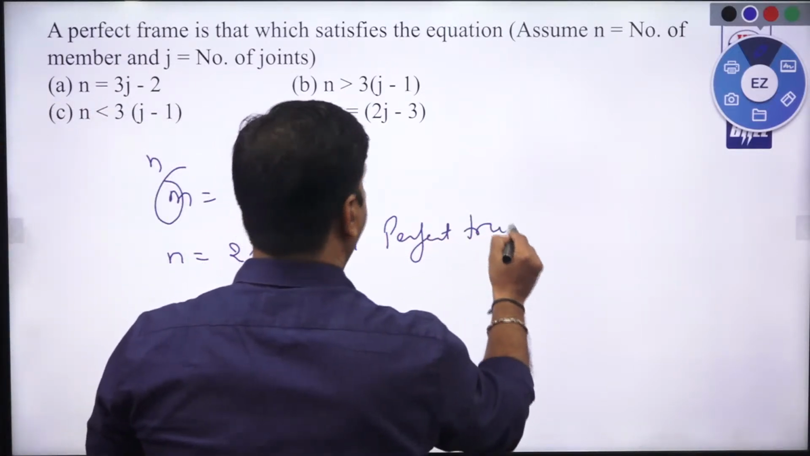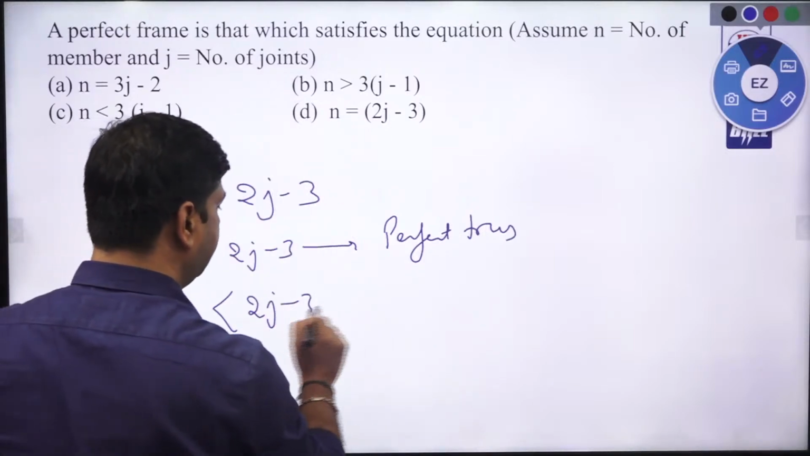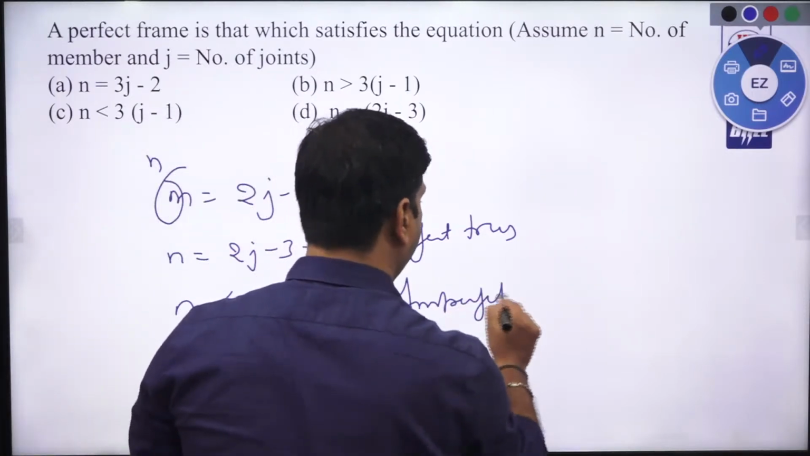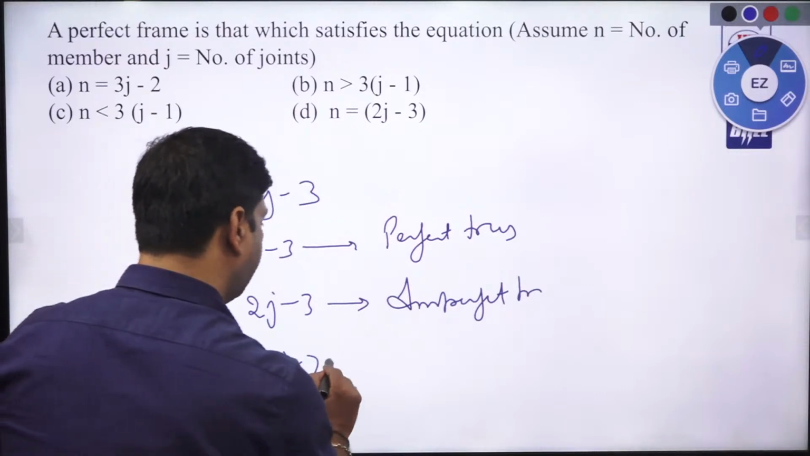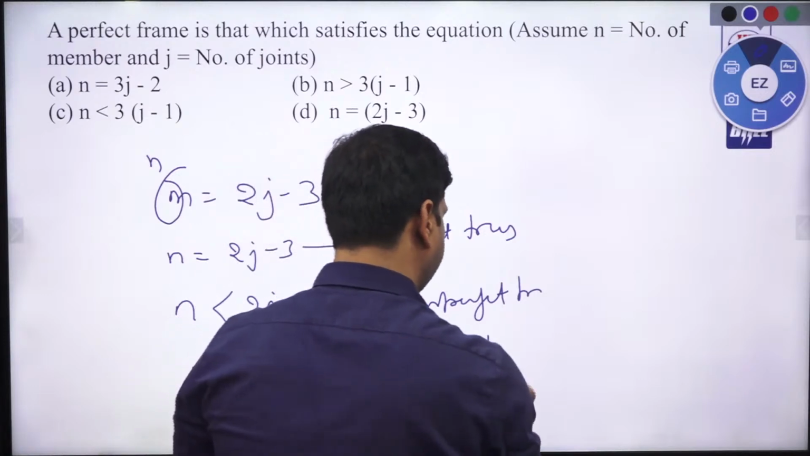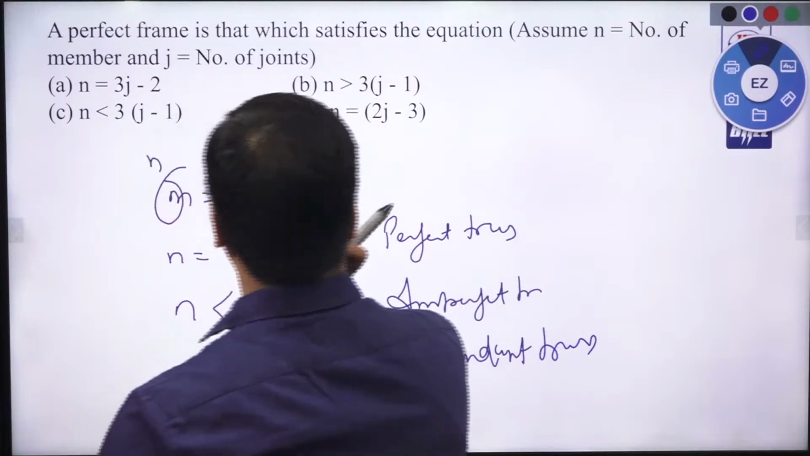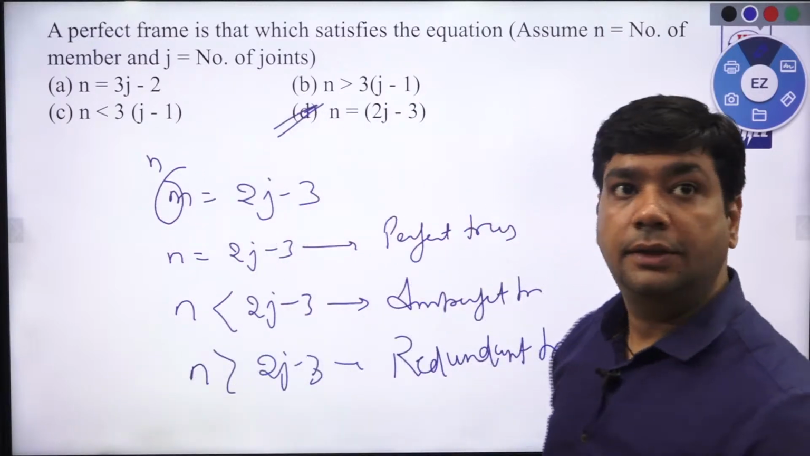When n is less than 2j minus 3, that is called an imperfect truss. When n is greater than 2j minus 3, that is called a redundant truss. So the answer for a perfect truss is n equals 2j minus 3. So the option is D. Okay.